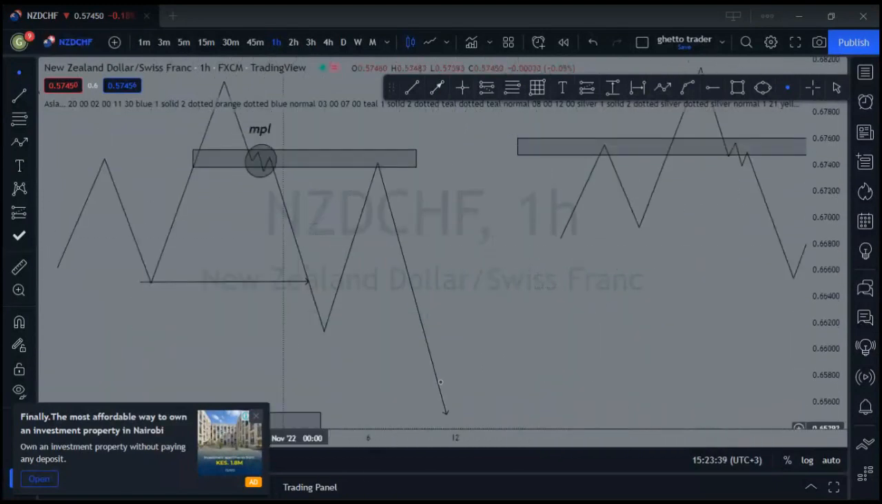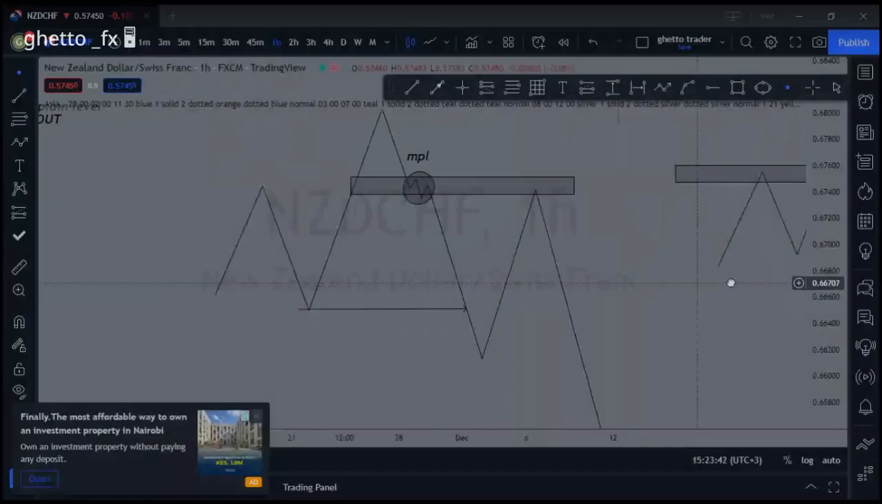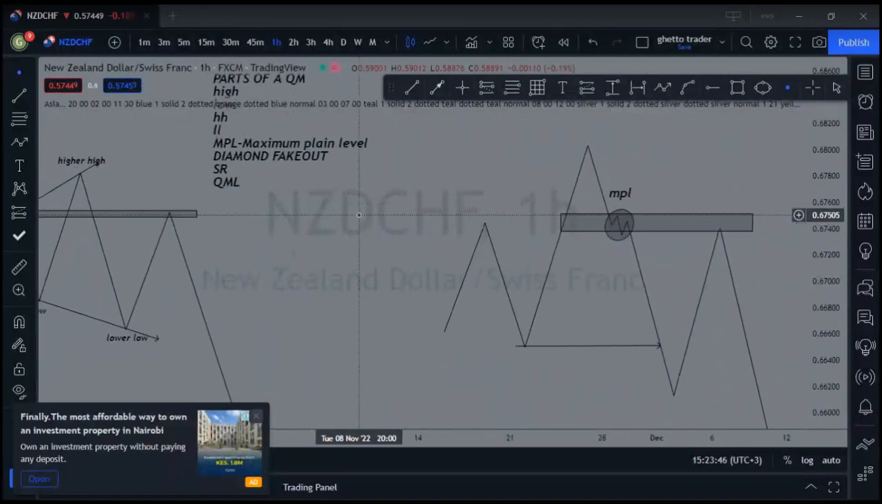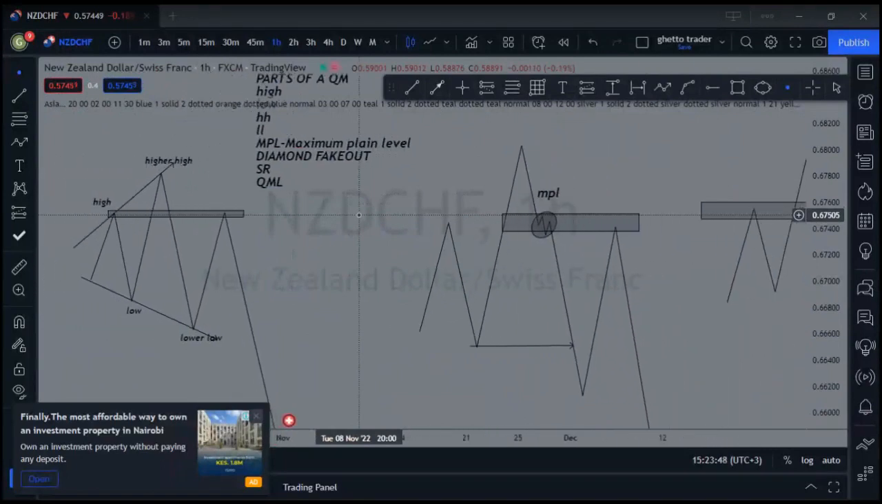Now that we've talked about the MPL, we go to the next thing, the diamond fake out. I just want this video to be short and brief so that you can understand, because this is a simple, a beginner QM. This is a QM for beginners. The thing that will make you a lot of money, of course, when you use risk management and stuff.